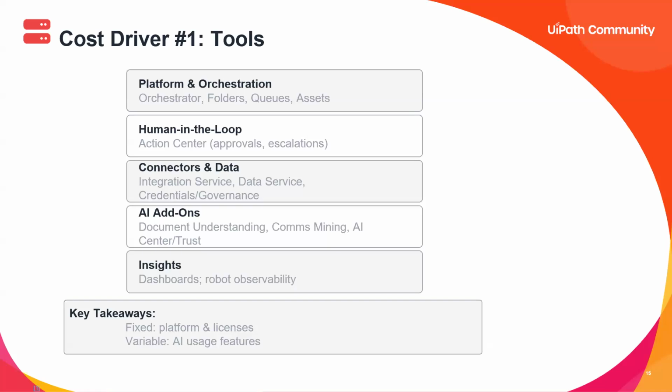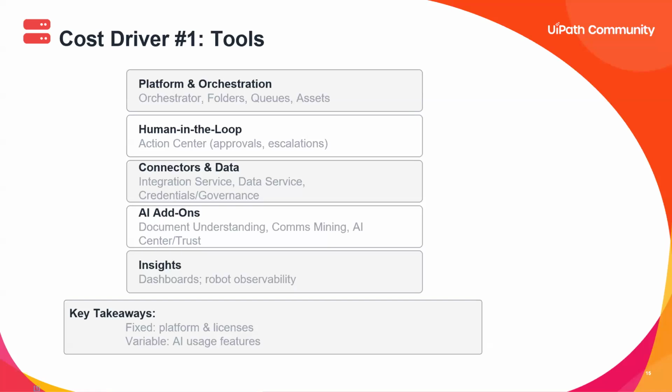There are different cost drivers, and let's start with tools. Think of it like equipping your best team members with the best software and resources. The first one is platform and orchestration. This is your central command center, like your UiPath Orchestrator, where it manages everything, and this is often a fixed cost. Human in the loop: tools like Action Center allow agents to involve humans for critical decisions. This is where our intelligence meets human oversight. Next, connectors and data. To be truly intelligent, our agent needs to connect to various systems.